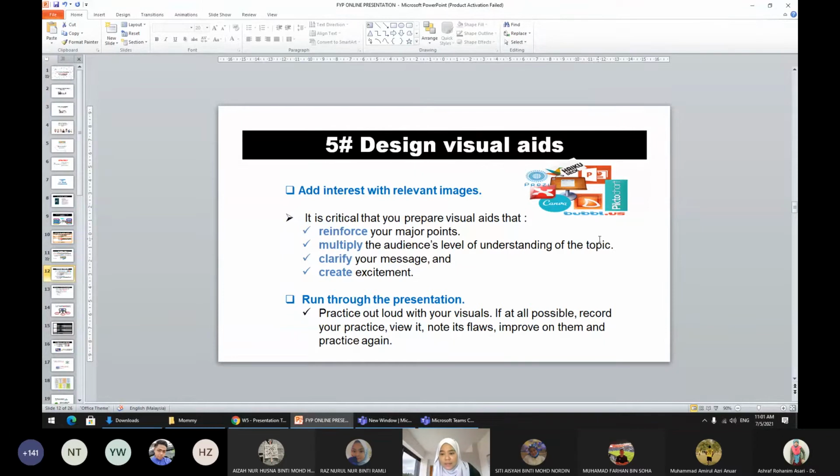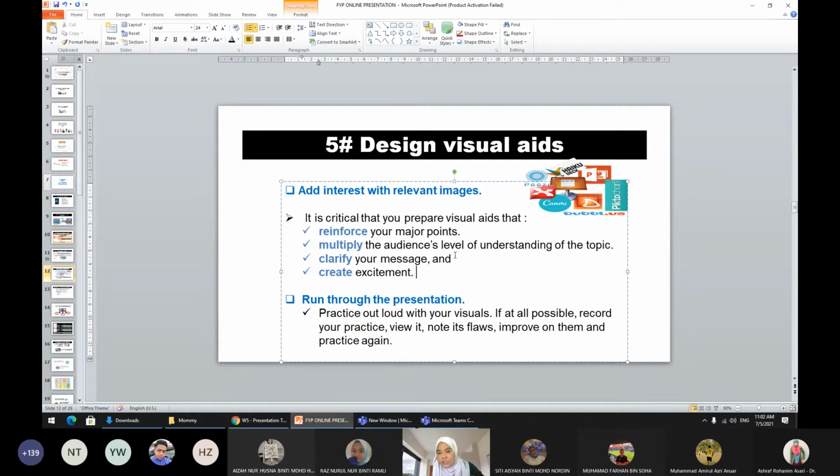Multiply the audience's level of understanding of the topic. So you can have a highlight, as for example like this. I'm trying to highlight the words reinforce, multiply, clarify, create. I put them in blue color to show that that's the thing I want to highlight, that I want to emphasize on. So you have to do the same.